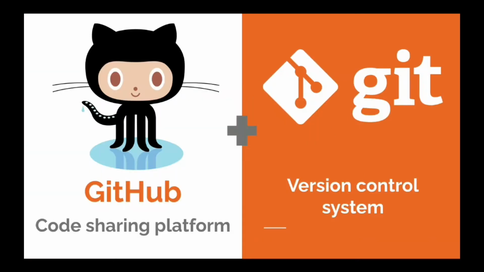So the first thing is that Git and GitHub are two separate things. GitHub is a code sharing platform, which is built on top of Git, but Git is a version control system, which is hosted by a whole variety of websites. Like there's also GitLab or Bitbucket, and you can also just put it on your own computer. And I'm gonna go through Git first, and then I'll talk more about GitHub.